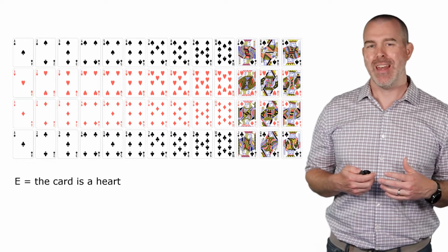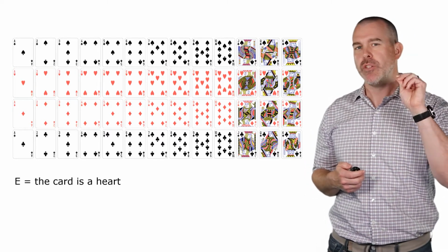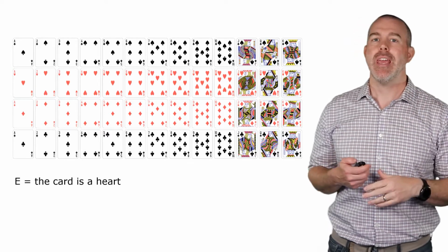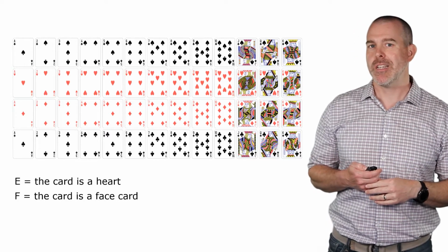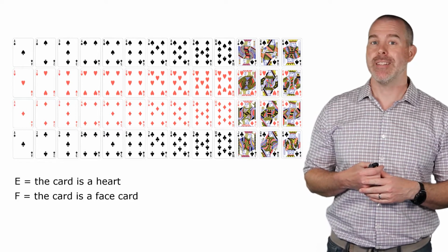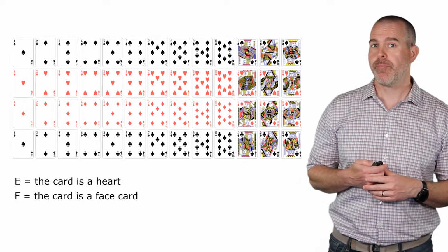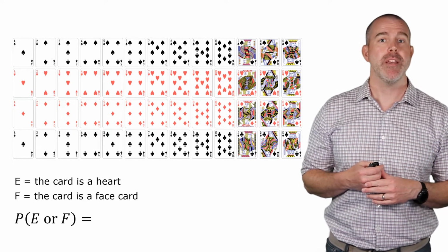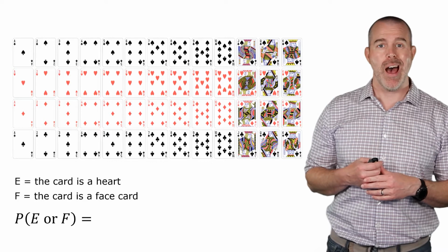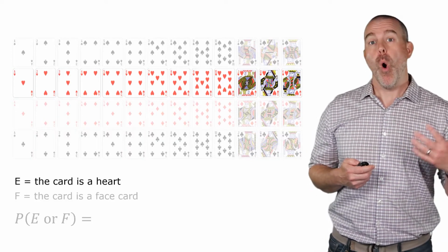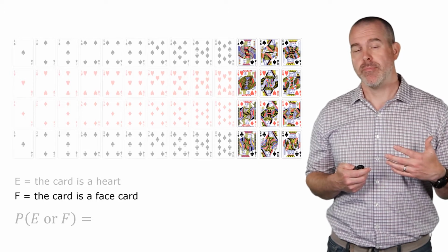Let's define a couple of events here. Let's define event E. Suppose we randomly draw a card. We kind of shuffle the deck and draw a card. The event E will be defined as the card is a heart. And the second event F will be defined as the card is a face card. So suppose I want to do this addition rule and I want to find the probability of E or F. So that means I want to find the probability that it's a heart or it's a face card.